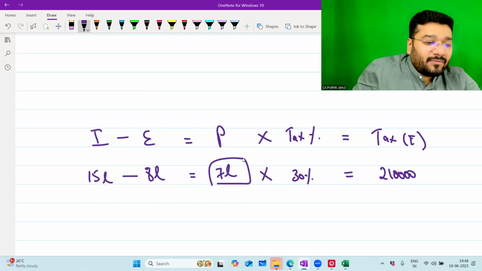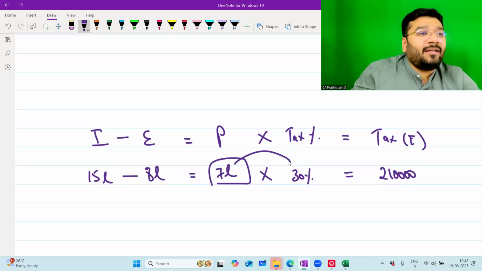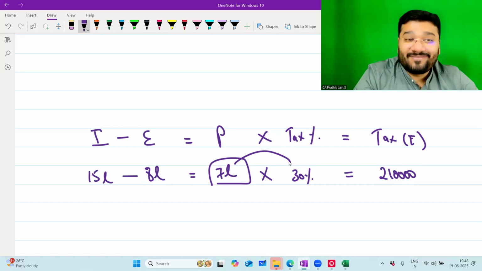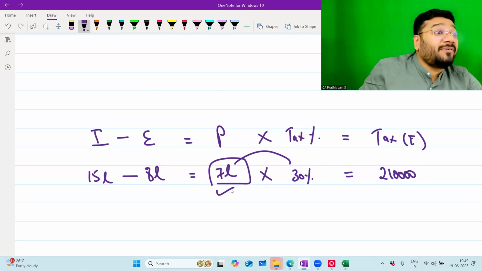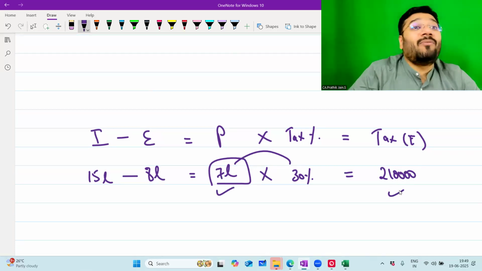7 3s are 21. 2 lakh 10,000. For 7 lakh profit, I have to pay 2 lakh 10,000 to the government as tax.